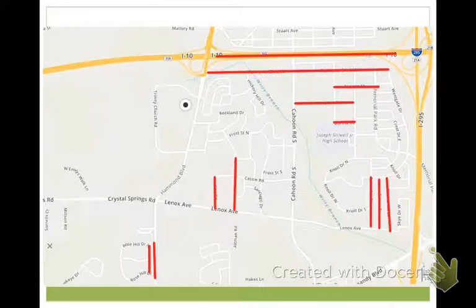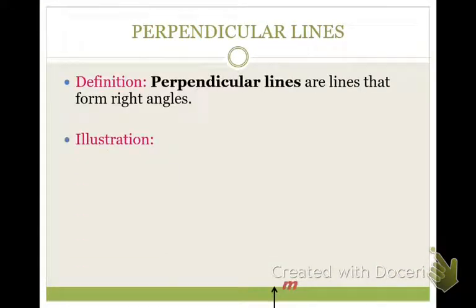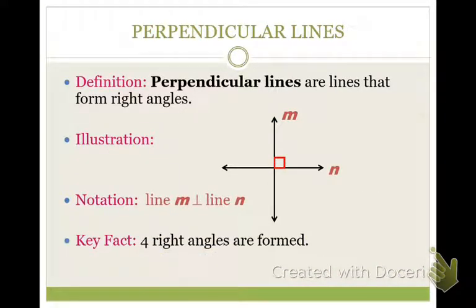You are going to see a problem that will have a map overlaid with it. You'll have to find parallel streets. Okay. We're going to talk about perpendicular, which we have before. The definition, perpendicular lines are lines that form right angles. So lines that form right angles. What did the symbol look like for perpendicular lines? Yeah, the upside down T is the symbol. And then your key fact, 4 right angles are formed. And I'll explain it to you.